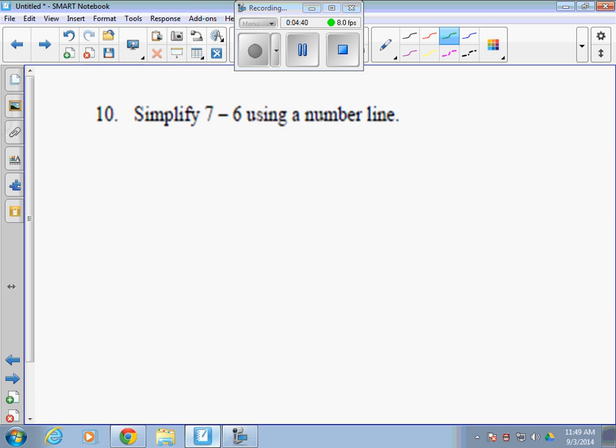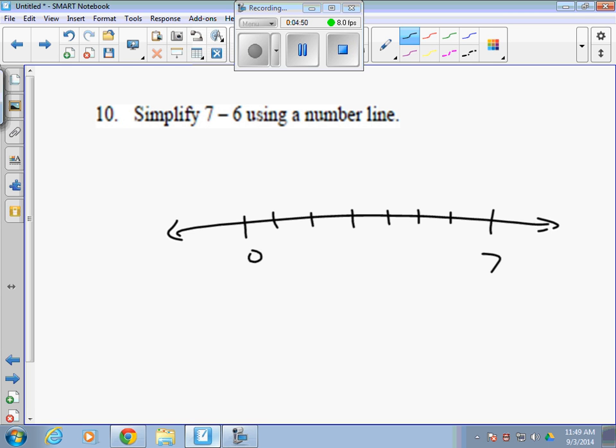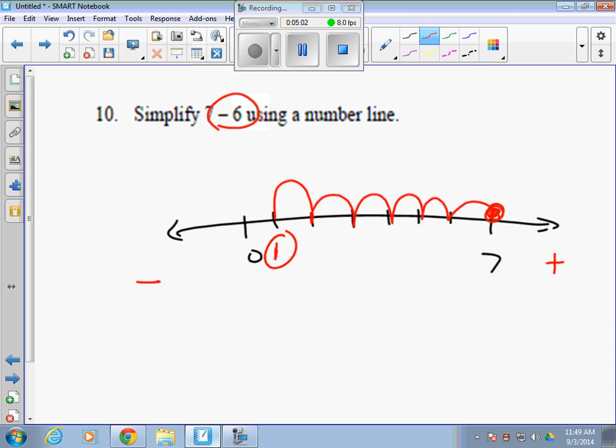Number 10 says simplify 7 minus 6 using a number line. Well, if we start over at 7, that's 1, 2, 3, 4, 5, 6, 7. That's where we begin. It says -6. Your pluses to the right, minuses to the left. So you're going to go 1, 2, 3, 4, 5, 6. 1 is the correct answer.